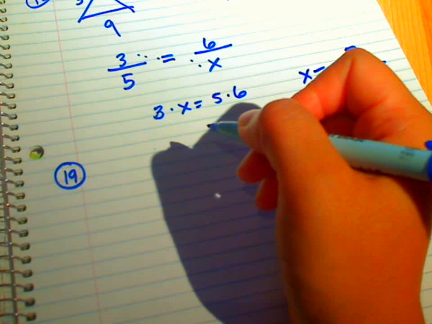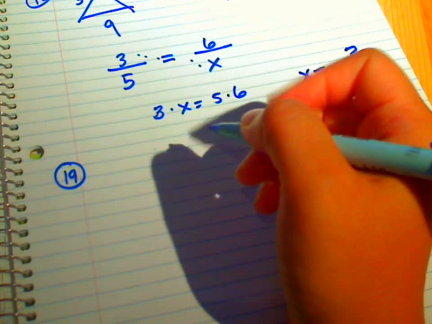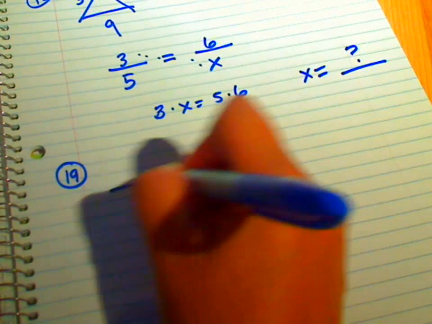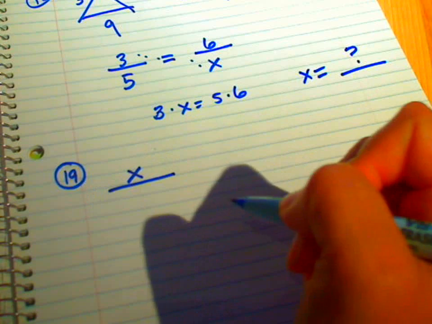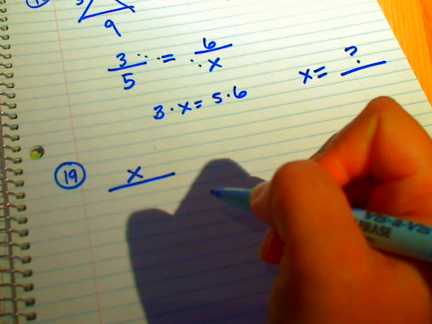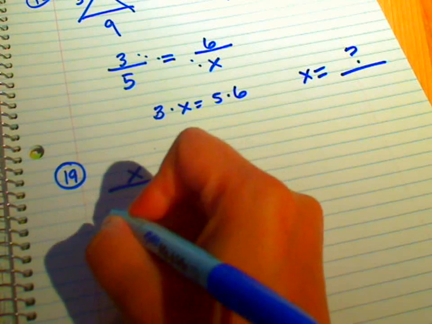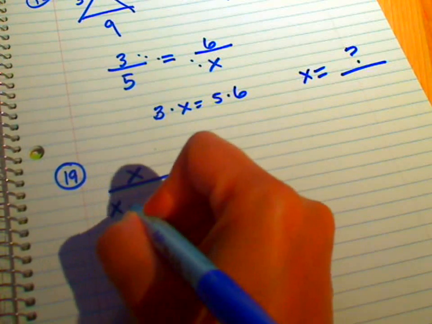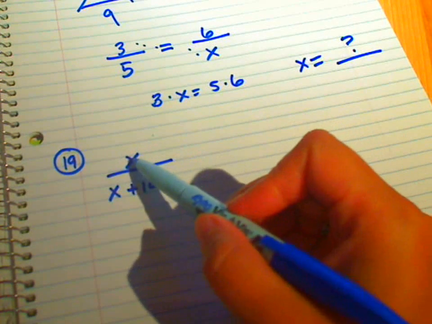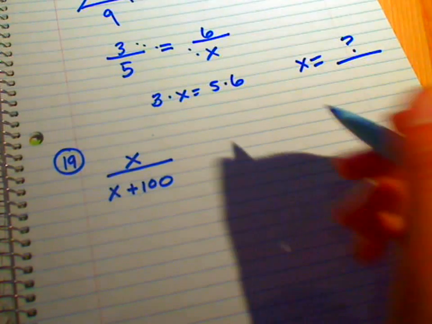Number 19. One high-speed jet travels 100 miles faster per hour than the other one. Alright, so one jet travels at this speed. We don't know what it is. We know that the other jet going faster travels 100 miles per hour faster. So that means I'm going to take the speed of the first one and always add 100 to it.